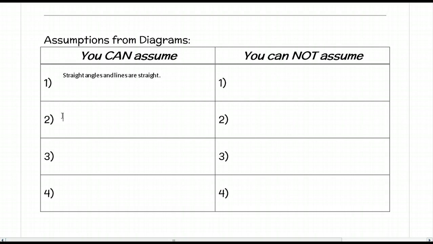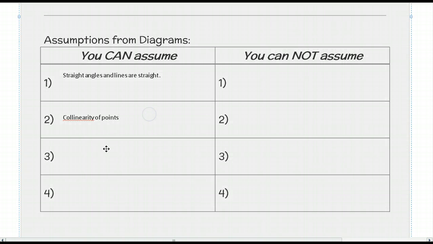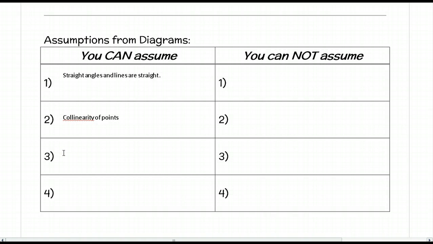Alright, then for number 2, it kind of follows from number 1, we can also assume collinearity of points. So if it looks like the points are on the same line, you can in fact assume that they are on the same line. And the next thing we can assume is betweenness of points. Again, this follows from number 2. So if points are on the same line and we can assume that, then we can assume that one point is between another point.